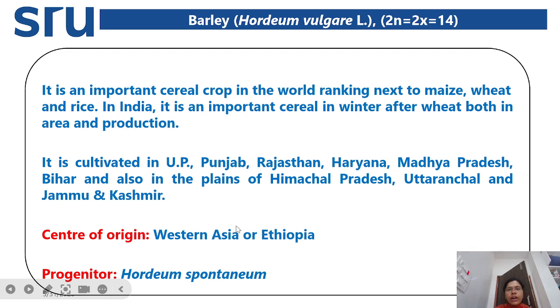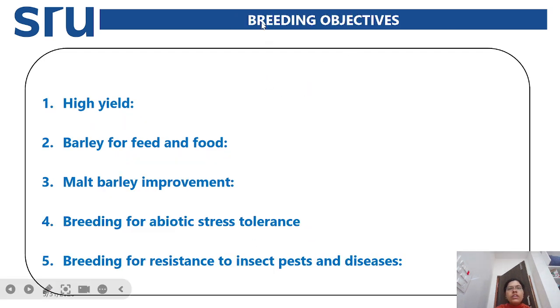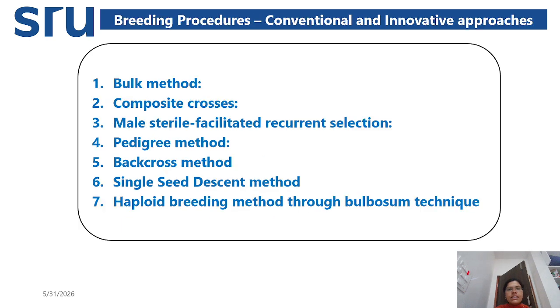And the center of origin for barley is Western Asia or Ethiopia, and the progenitor for barley is Hordeum spontaneum. So next we'll discuss the breeding objectives, that is high yield. The main objective is high yield, and barley is used for feed as well as for food purpose. And the most important quality parameter in barley is malting quality. So we have to develop the varieties which are having good quality malt. And next is breeding for abiotic stress tolerance, and next is breeding for resistance to biotic stresses, that is pests and diseases. And next, coming to the breeding procedures, which include both conventional as well as innovative approaches.